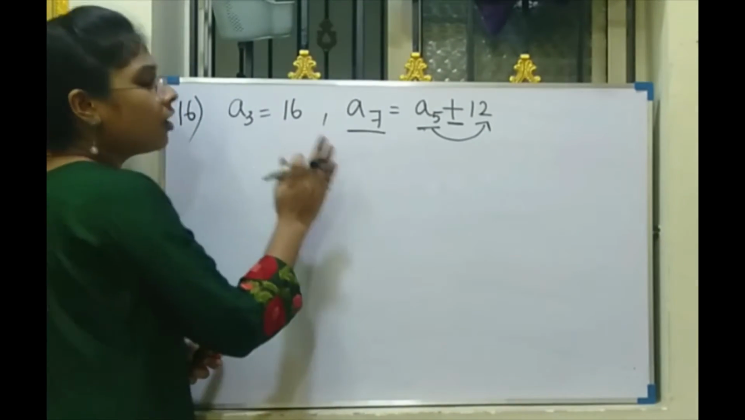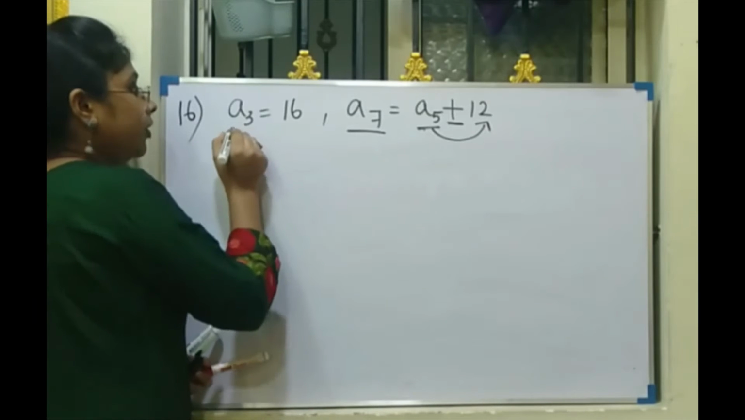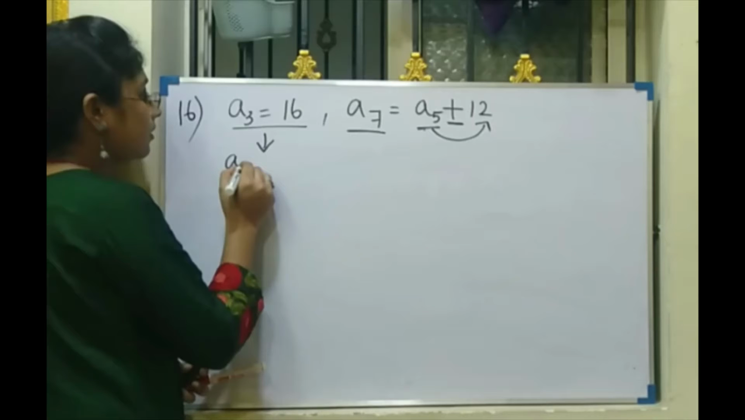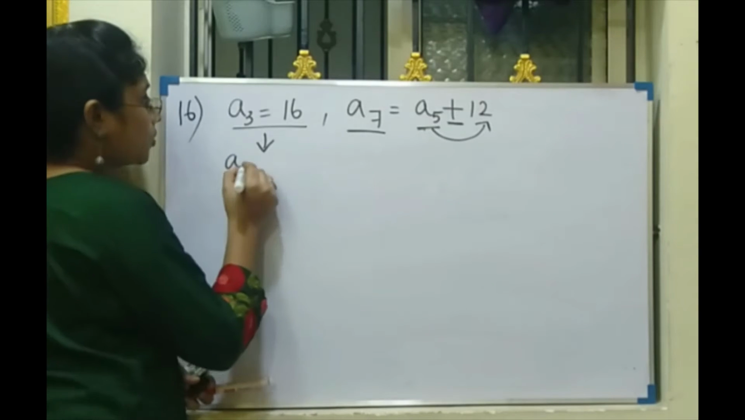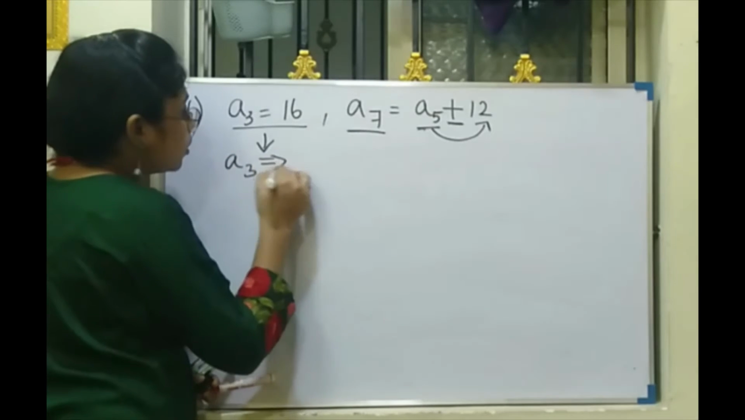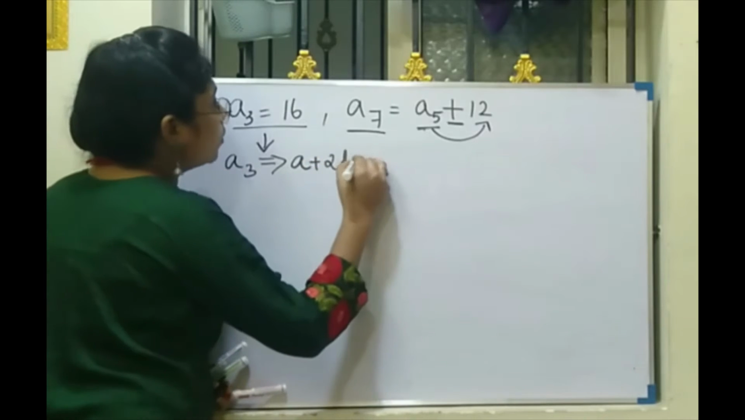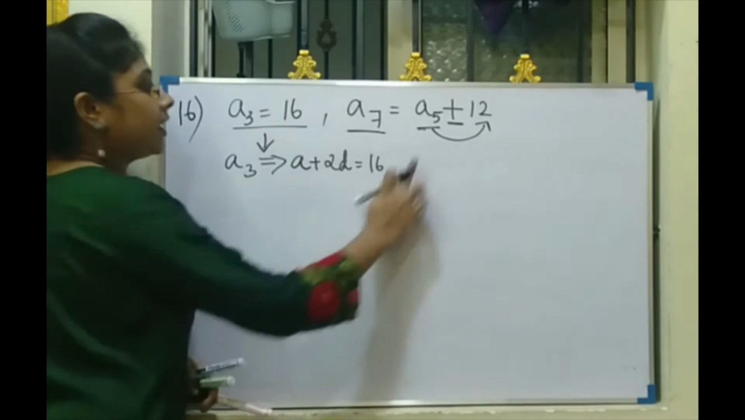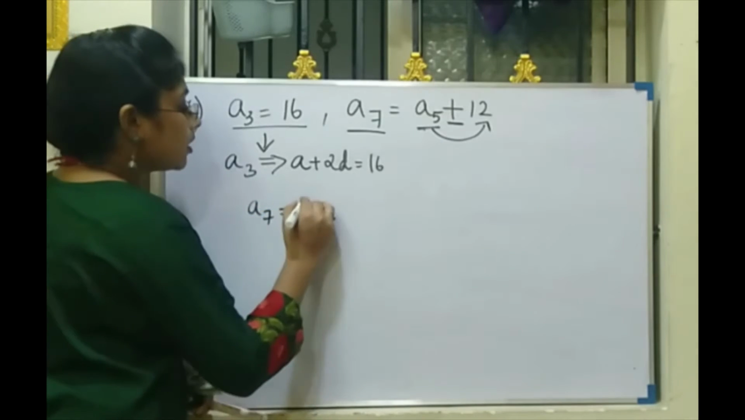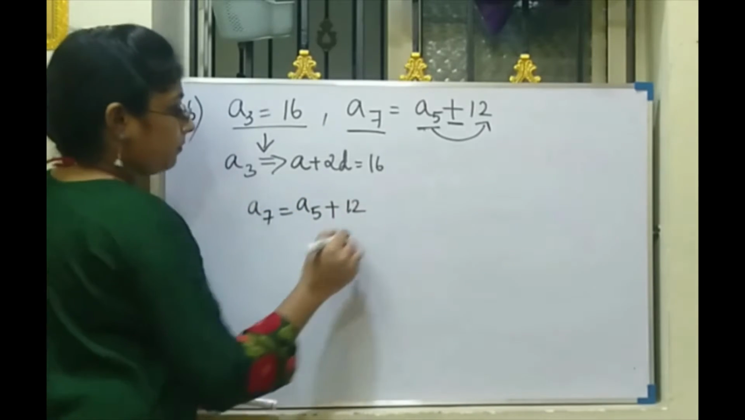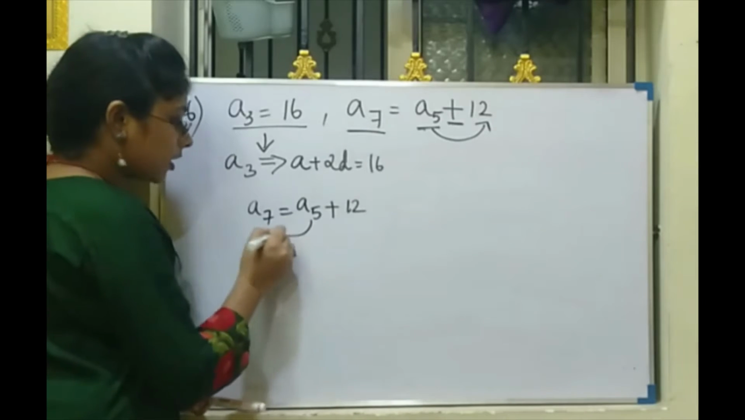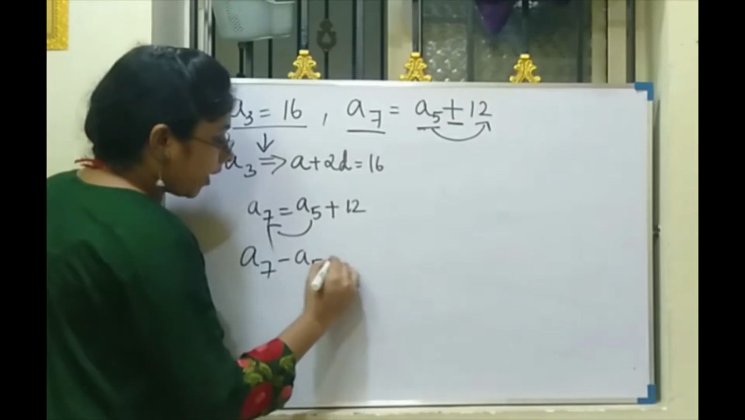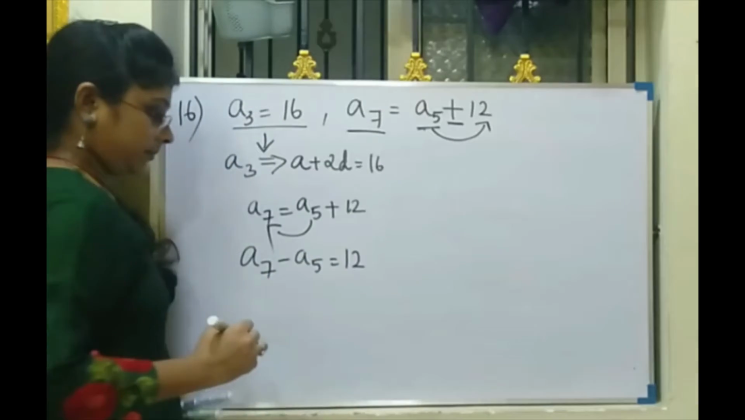Now we have to solve this. We know the third term. So now we have to expand this equation as A3 is equal to a plus 2d, which is equal to 16. In the given equation, A7 is equal to A5 plus 12. Now let me take these terms on the same side. A7 minus A5 is equal to 12.